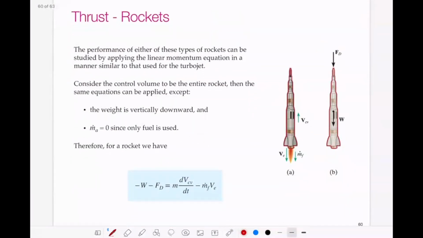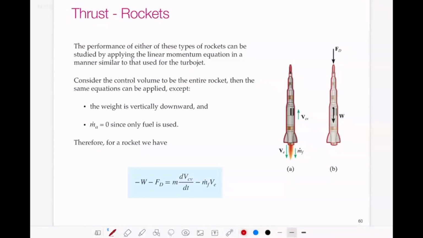So how do we calculate thrust on a rocket? The performance of these types of rockets can be studied by the same process as we did for our turbomachinery. So we can apply the same equations, the Reynolds transport theorem and the conservation of mass, or continuity equation, and we would put our control volume around the entire rocket. If we did all the same things as before, the only difference is a turbojet or a turbofan has a mass of air entering the engine and exiting, whereas with a rocket, we don't actually have any fuel or air entering because it's already on the rocket.